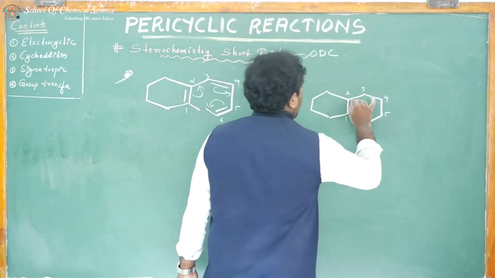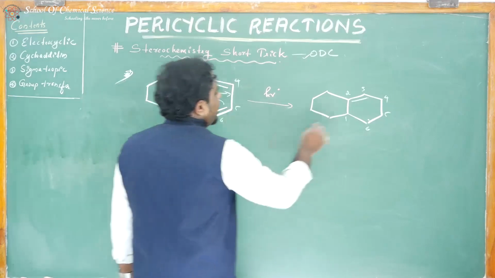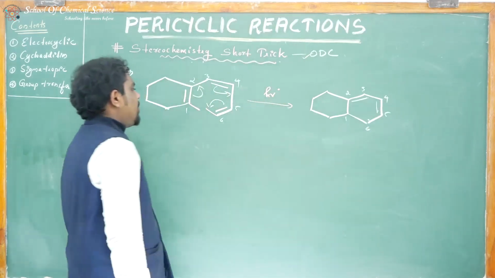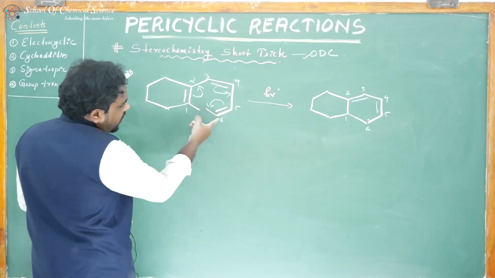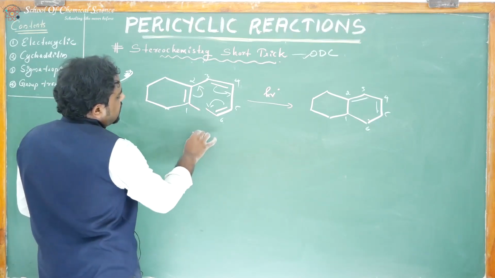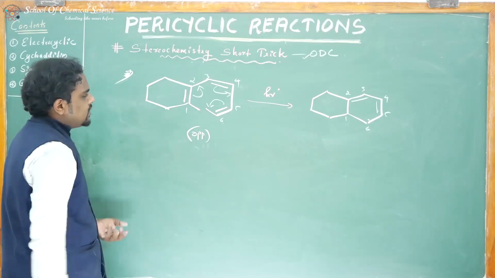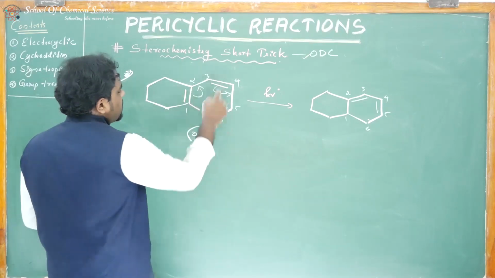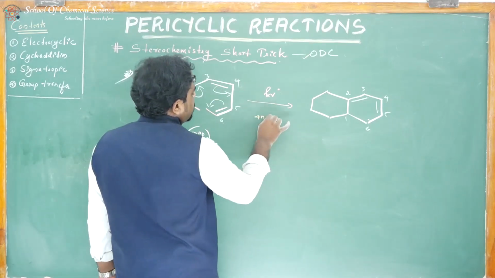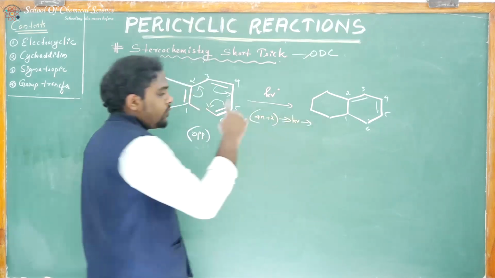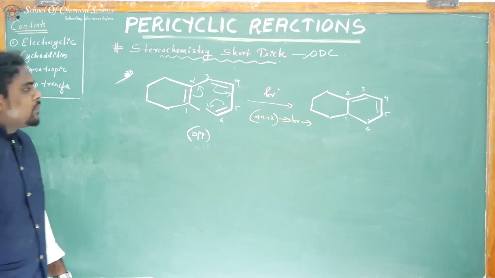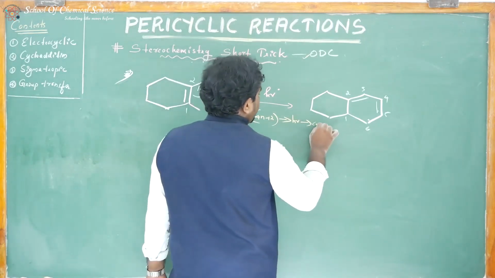Between 2 and 3, a pi bond. Between 4 and 5, a pi bond. Here a new sigma bond. What is the stereochemistry? One methyl group below, the other methyl group above. That means the two substituents are in opposite direction. The system has 6 pi electrons, so it is a 4n plus 2 system, and the condition is photochemical. 4n thermal is conrotatory, 4n plus 2 photochemical is conrotatory.